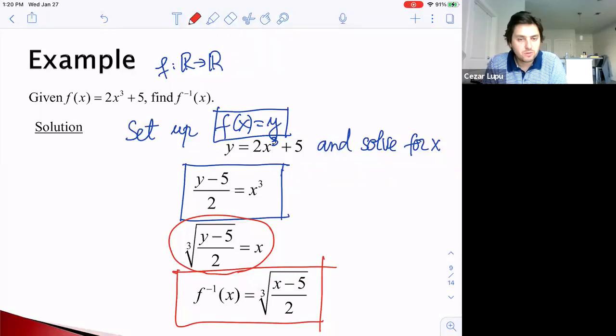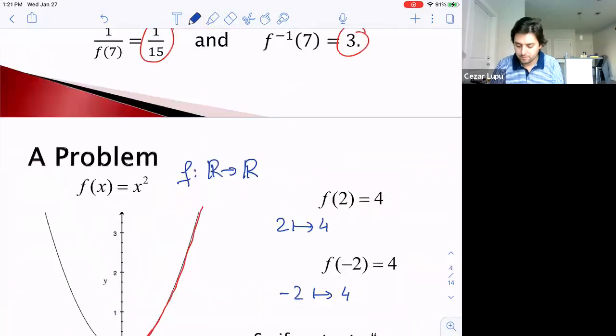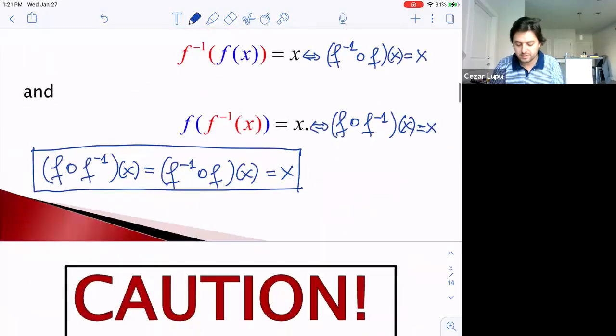Once again, what you're going to do, you're going to set up f of x equals y. So you're going to write the x in terms of y, but you will solve this equation, f of x equals y, for x. And once you do that, that x will become f inverse, and that's it. For example, let me go back to our initial example. Is the procedure clear for everybody? Well, let me go back a bit.